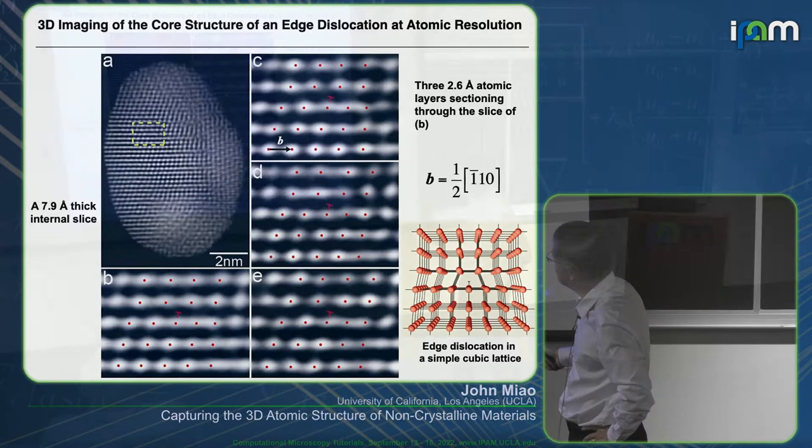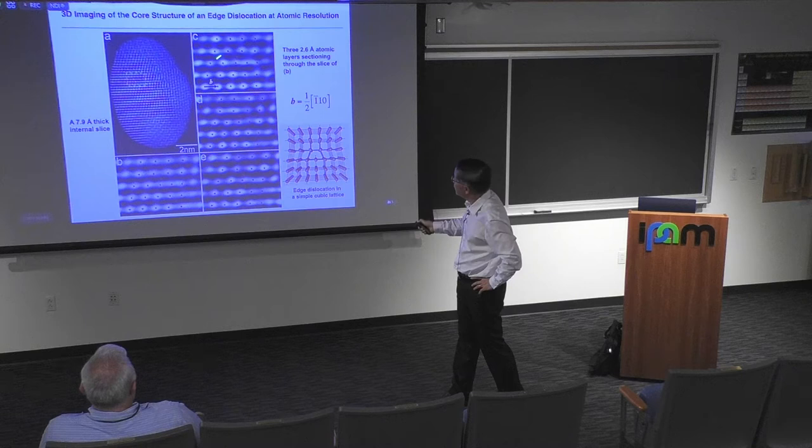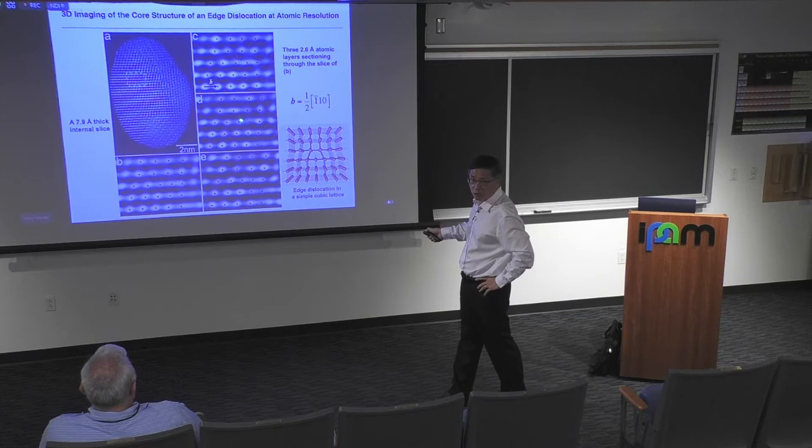What is dislocation? This is actually an FCC structure, the atoms aligned. This is a 2.6 angstrom atomic layer. Aligned, but here is a stop, you see? This one is aligned here, and this is a stop. This is called an edge dislocation. Okay, this is in the textbook.